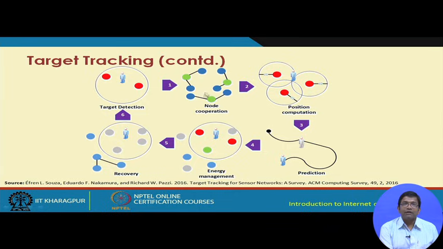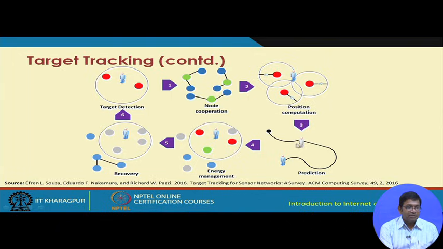So, a lot of different types of cooperation has to happen, and then the exact position of the target has to be computed, and this can be done in different ways. The position computation can be done, for example, using the concept of trilateration. Using trilateration, if we know the positions of these three different sensor nodes, we can easily compute the position of this particular object, which is within the sensing range of these three.